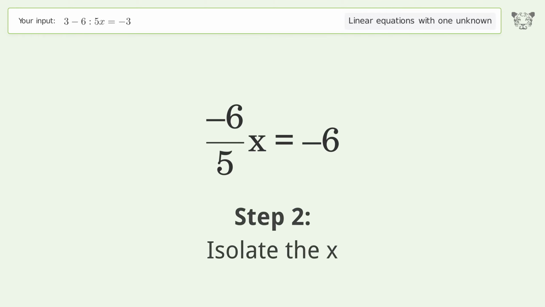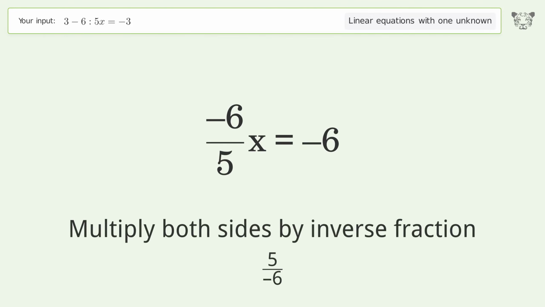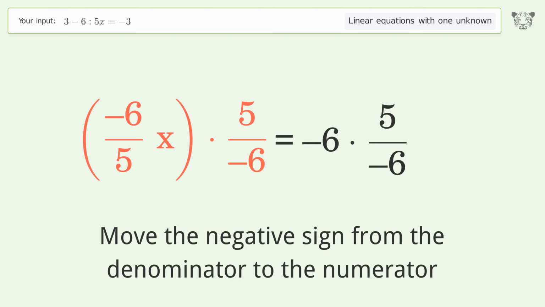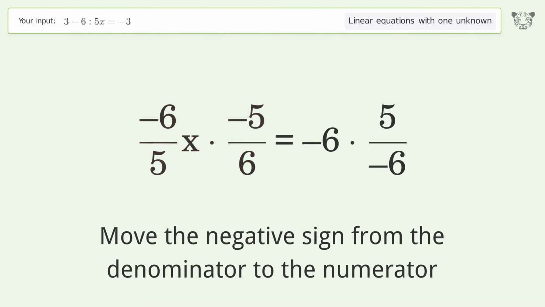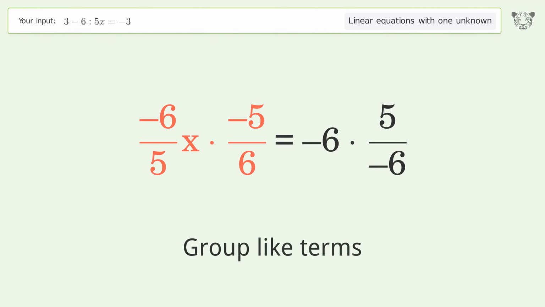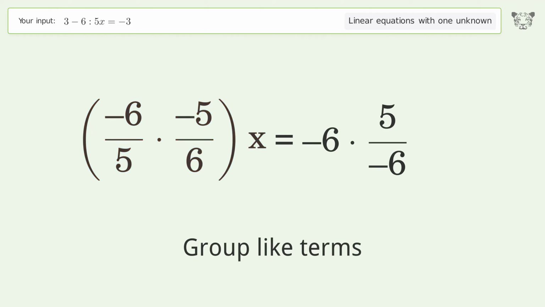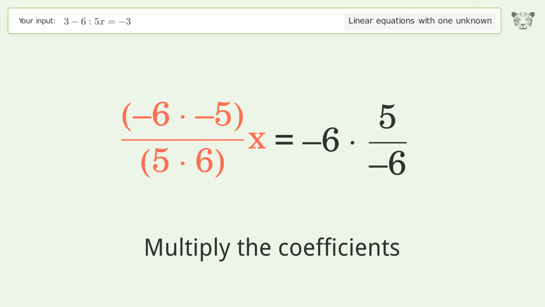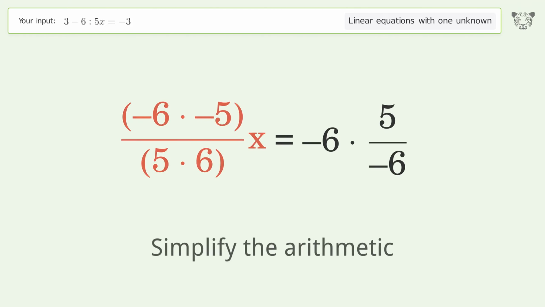Isolate the x. Multiply both sides by the inverse fraction 5 over -6. Move the negative sign from the denominator to the numerator. Group like terms. Multiply the coefficients. Simplify the arithmetic.